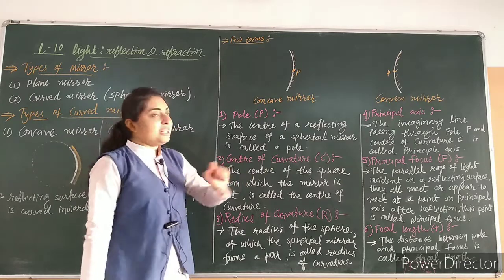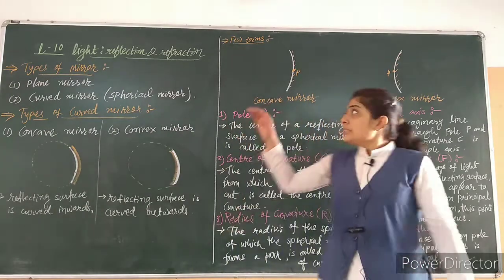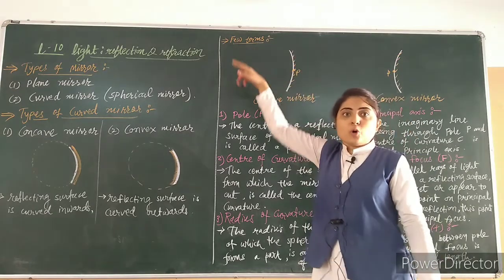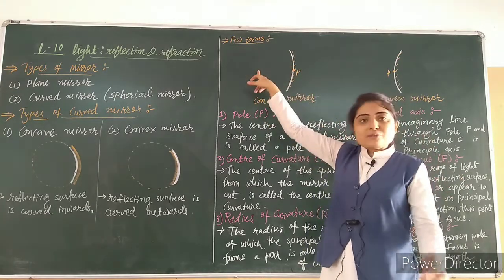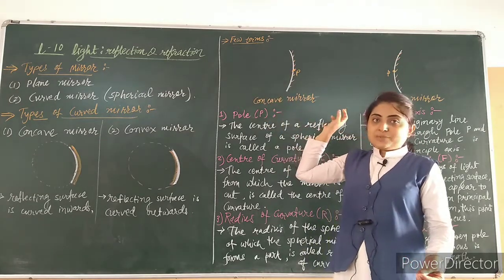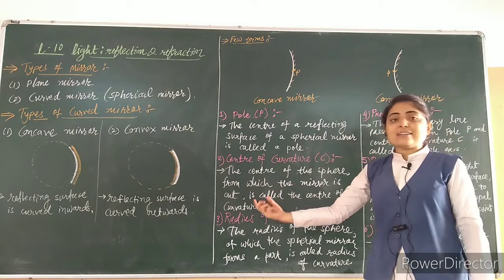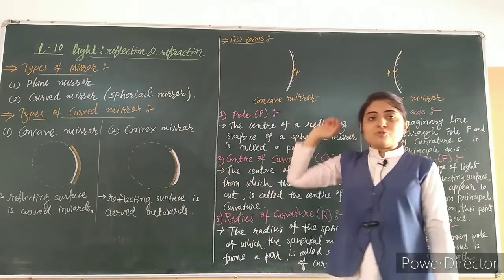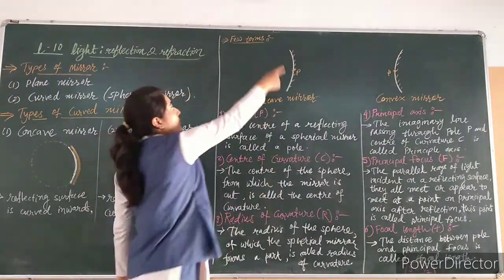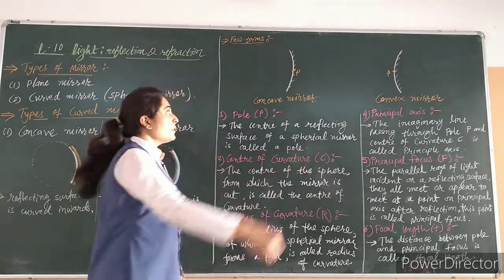Now, second, center of curvature. What is center of curvature? We know that this spherical mirror is a part of a sphere. Okay, part of a whole sphere, and that sphere has one center, right? That center is called the center of curvature. So how can we define it? The center of the sphere from which the mirror is cut. This mirror is a part of one sphere, and the center of that whole sphere is called the center of curvature, which is denoted by capital C.